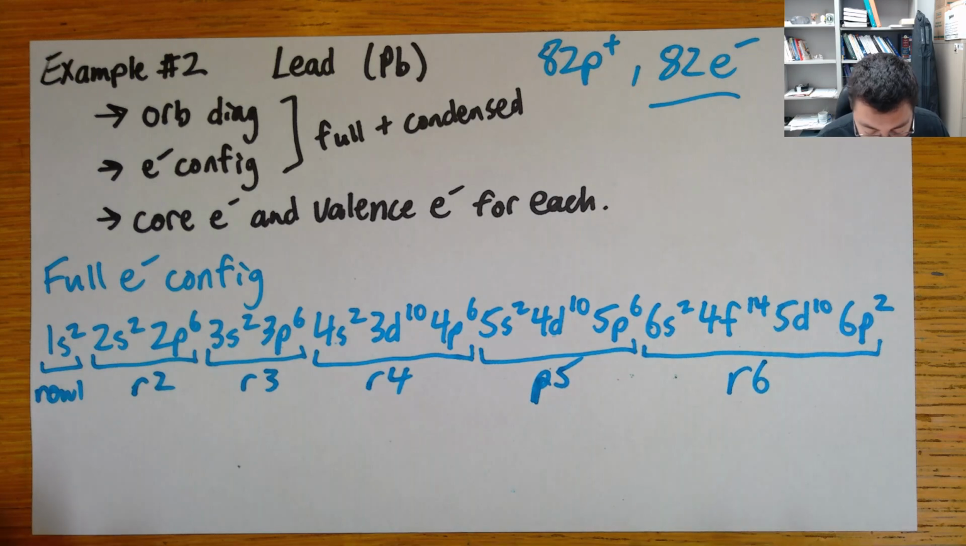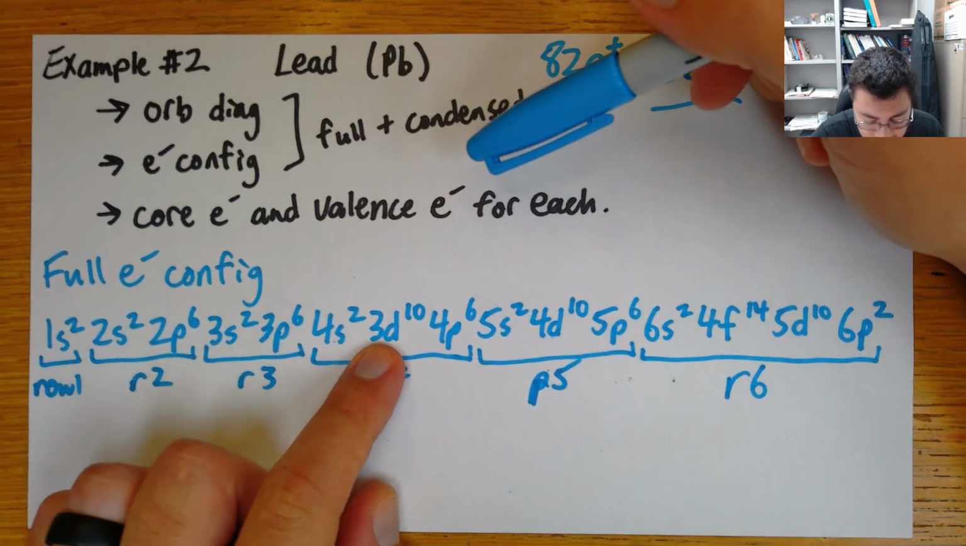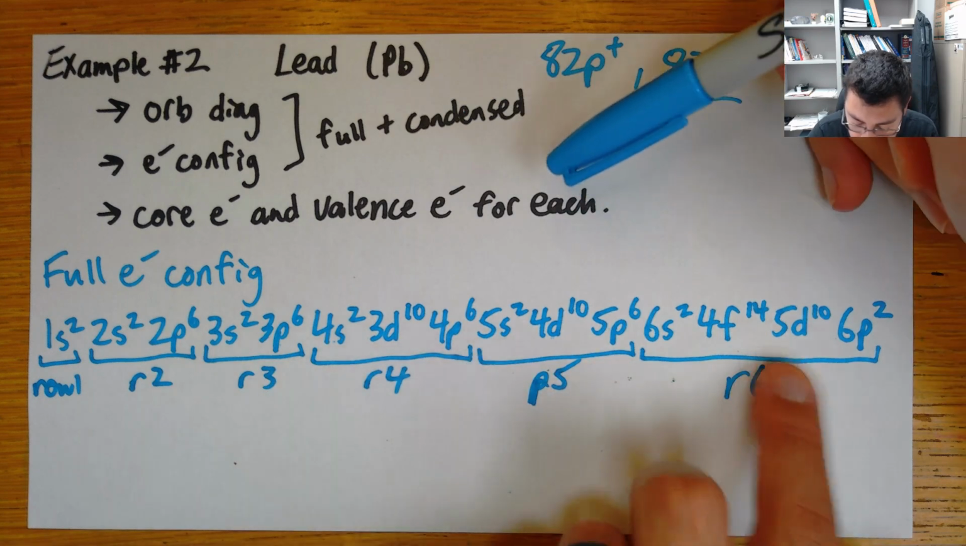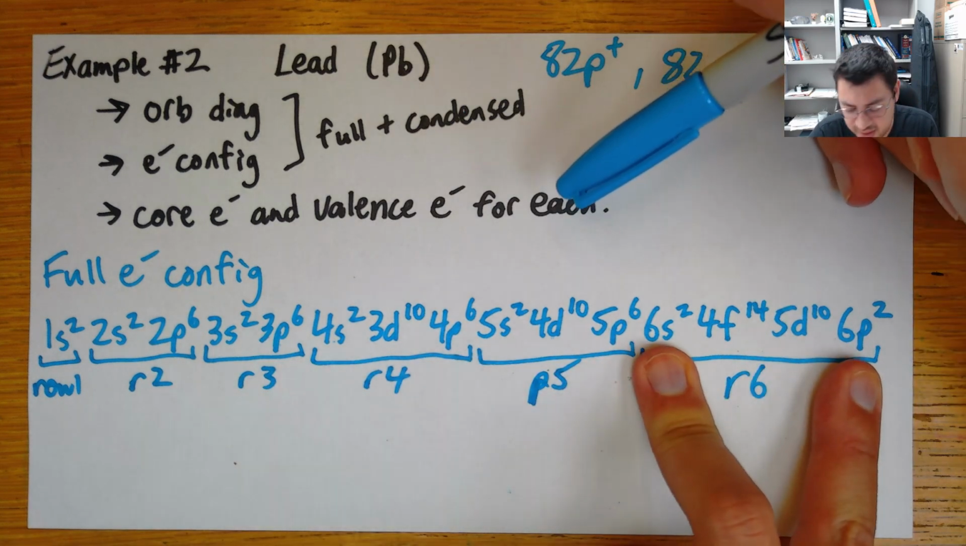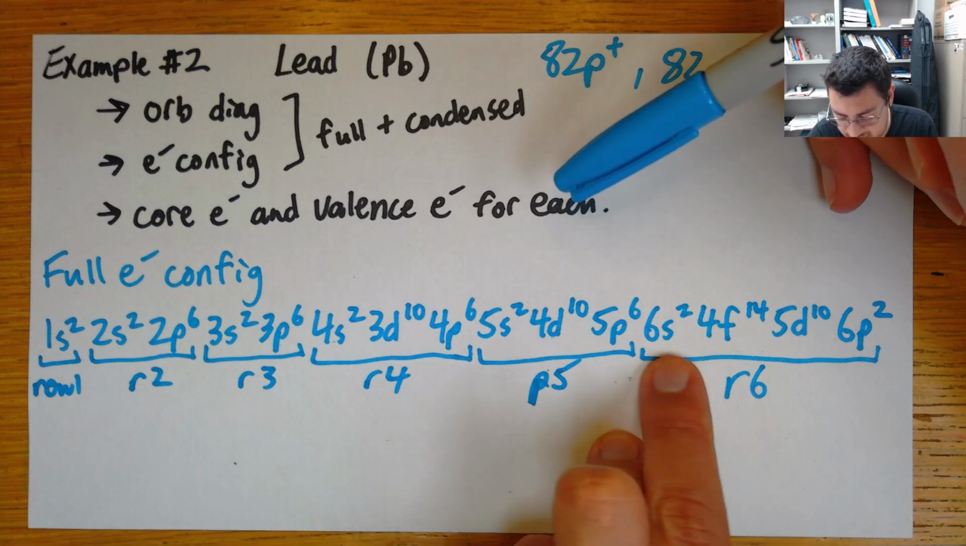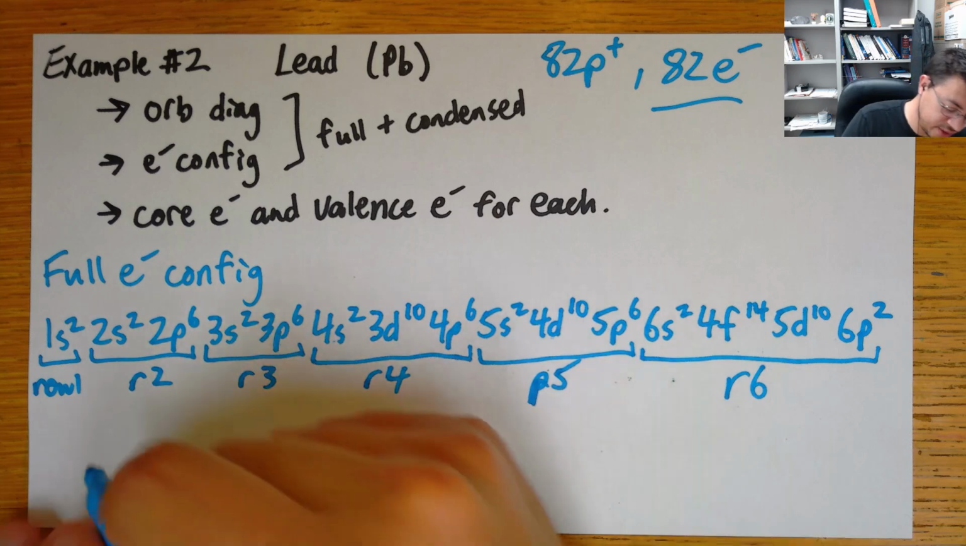Let's make sure our D's are always one number less than the S's and the P's. Good. And then let me make sure that my F's are 2 less than my S and P's. And that is good. All right, so that's done, and then we can do a condensed.